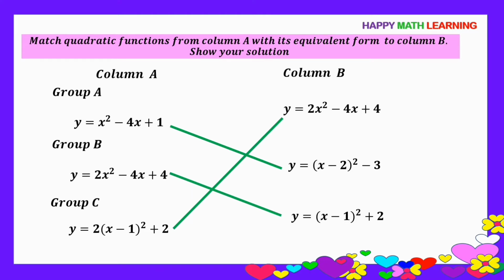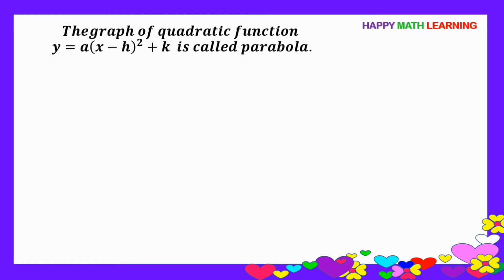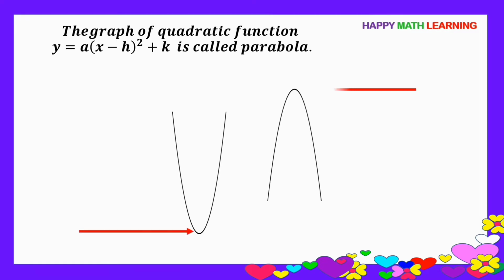Before anything else, here is the correct answer to our activity in the previous lesson. To better understand the graph of quadratic function, let us study the following. The graph of quadratic function y equals ax squared plus bx plus c is called parabola. You have noticed that the parabola opens upward or downward. It has a turning point called vertex, which is either the lowest point or the highest point of the graph.